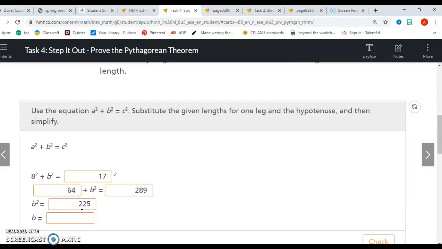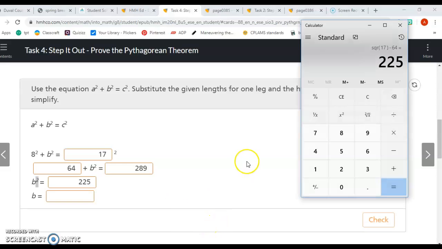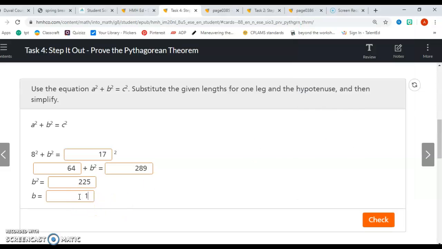b squared equals 225, and again, remember, you have to take the square root in order to undo that exponent of 2. Thankfully, 225 is a perfect square, but for those that don't remember, you can type in 225 and take that radical sign, the radical sign with 2. The square root of 225 is 15. So my base is 15 feet.